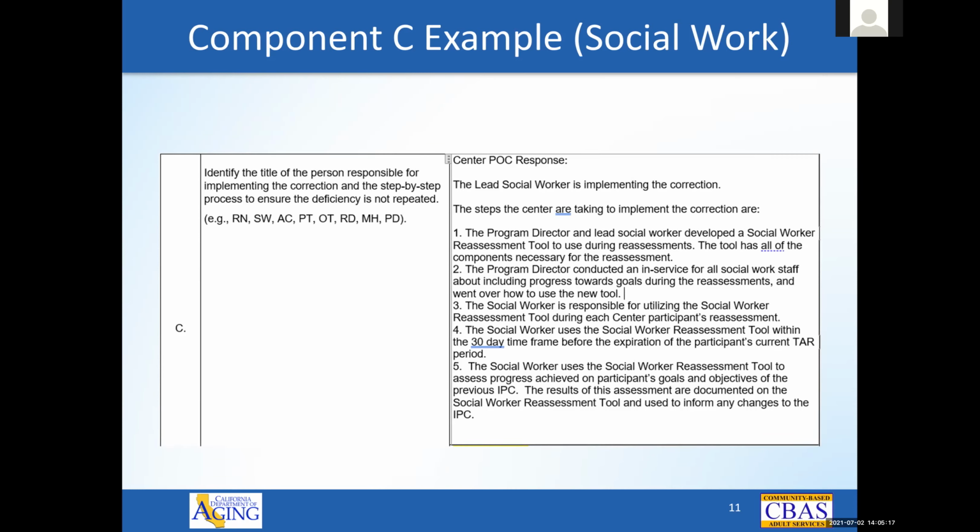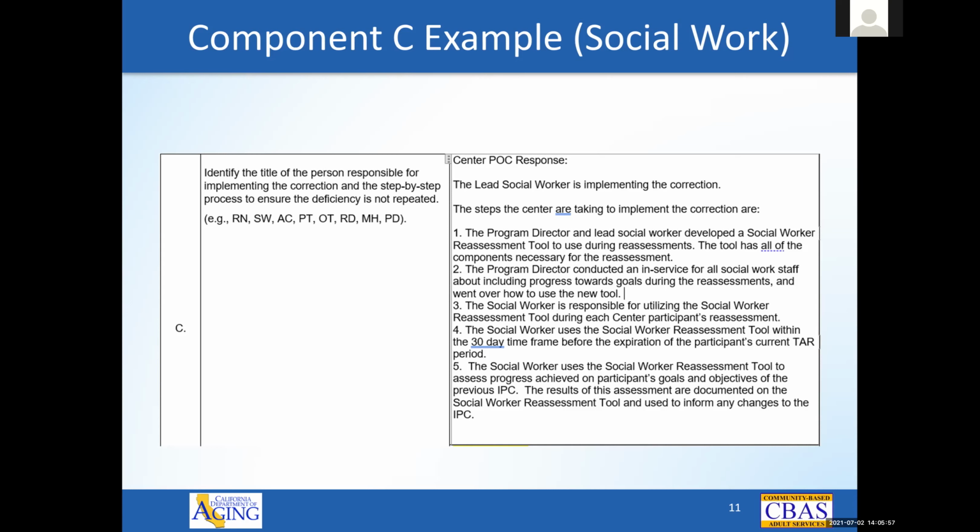So for the social work example for component C, here the center responded that the lead social worker is implementing the correction, and the steps the center is taking to implement the correction are: number one, the program director and lead social worker developed a social worker reassessment tool to use during reassessments. The tool has all the necessary components for the reassessments. Number two, the program director conducted an in-service for all social work staff, including progress towards goals during the reassessments, and they also went over how to use the new tool.